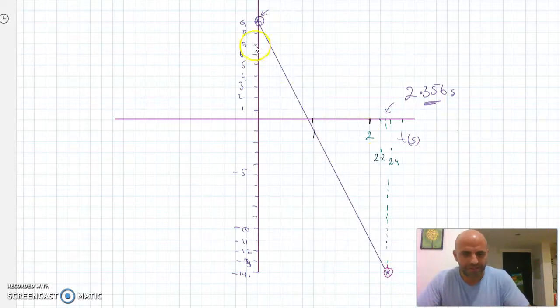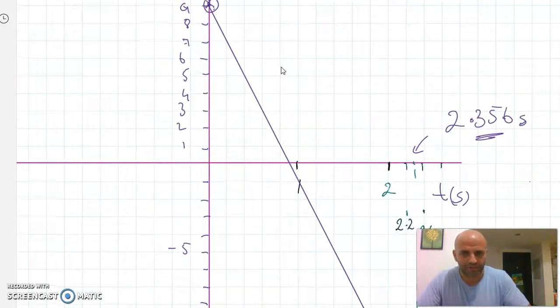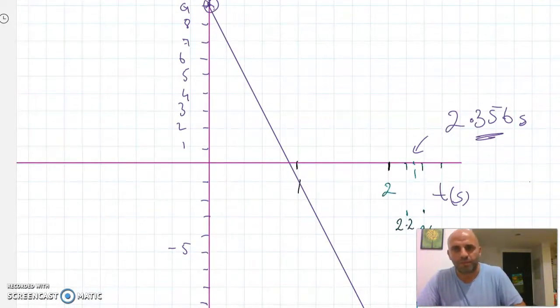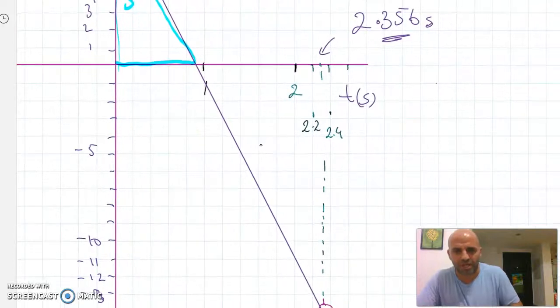And you can see that this part here is the upward displacement. Remember, the area between the line graph and the time axis gives us the displacement. So that's the positive displacement. And do remember the negative displacement goes between the line graph and the time axis, always, okay?